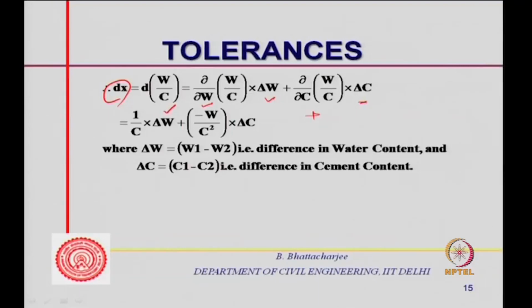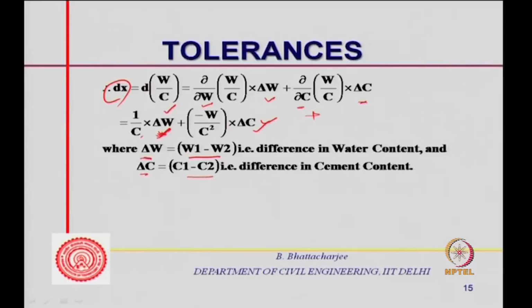Now, the variation of W by C with water will be given by 1 by C into delta W, and the partial derivative of W by C with respect to C is given as minus W divided by C square, into delta C. So, you see, delta W is the error in weighing of water, and this is the error in weighing of cement. For example, W1 minus W2, and delta W is the variation in water content, and delta C is the variation in cement content.